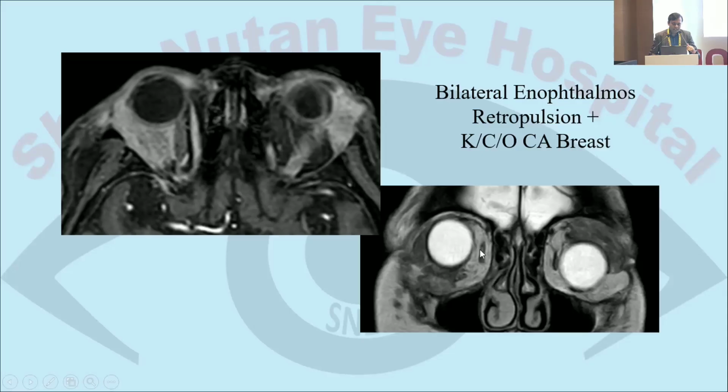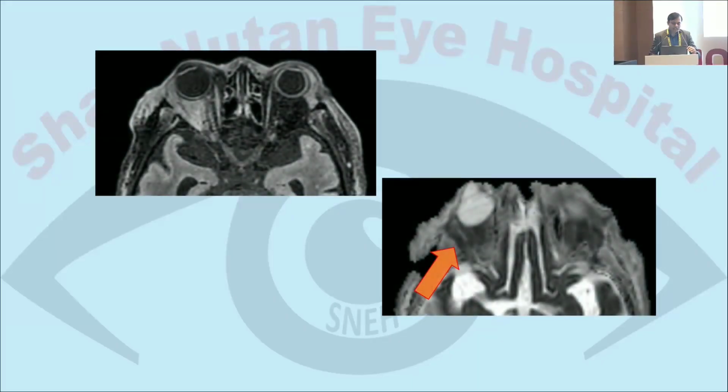Again, a complicated case: an elderly lady with bilateral enophthalmos, a known case of CA breast. She had bilateral orbital masses on MRI engulfing the muscles. She turned out to be orbital metastasis of the previously treated CA breast. And here the diffusion weighted MRI plays a really important role, because the apparent diffusion coefficient, as can be seen in this image, is comparatively lower than the orbital fat, which suggests a dense lesion suggestive of a neoplastic etiology.